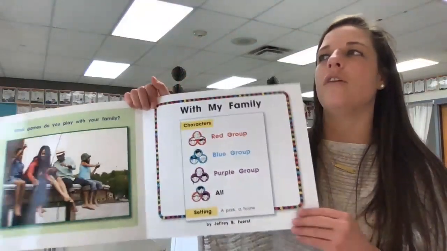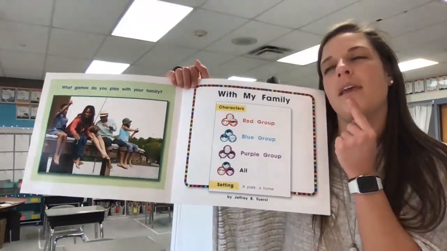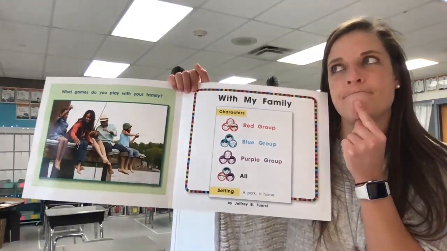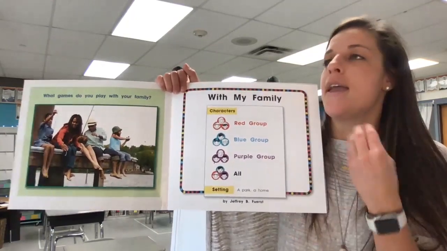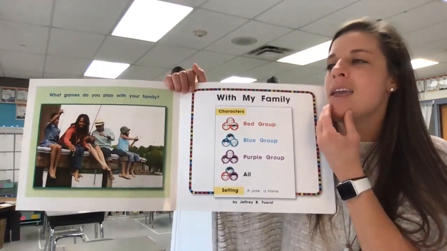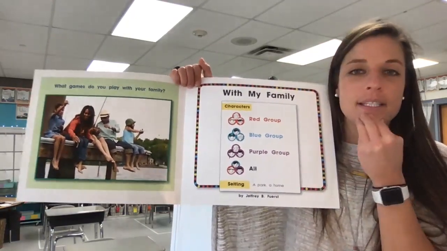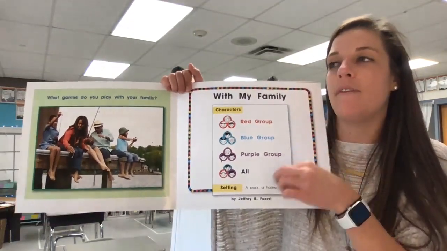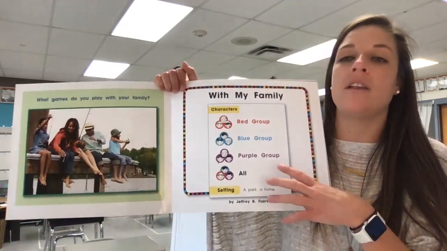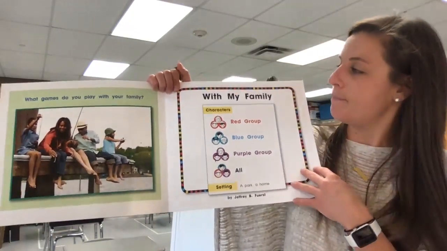Put your thinking chin on for just a moment and think about the games that you like to play with your family. I like to play cards and basketball and board games. So I'm going to see if I can make a connection to any of the people in the family in this book and see if they play any of the same games as me and my family.